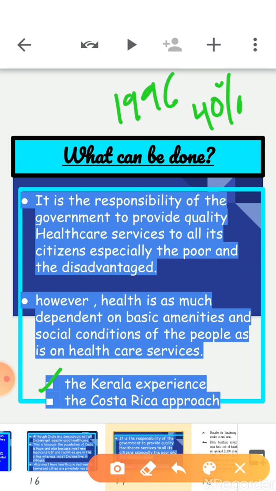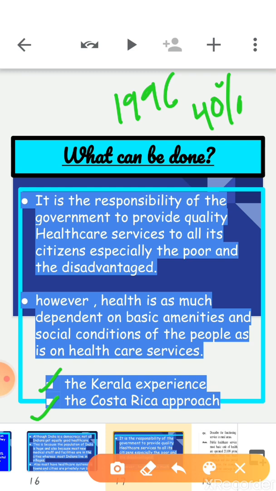But despite these efforts, some problems, such as shortage of medicines, insufficient hospital beds and not enough doctors, remained, and these needed to be addressed also, right? Okay, now let us look at the example of another country, Costa Rica, and its approach to issues of health.